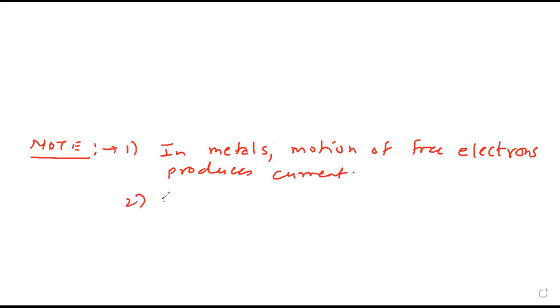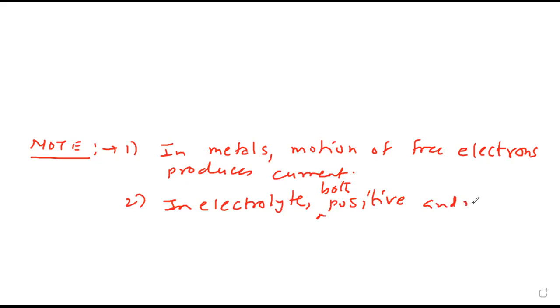In electrolyte, who produces current? Ions. So in electrolyte, both positive and negative ions produce current. Don't get confused that the current will become zero because positive and negative ions are equal, one is on the right side and the other is on the left side.